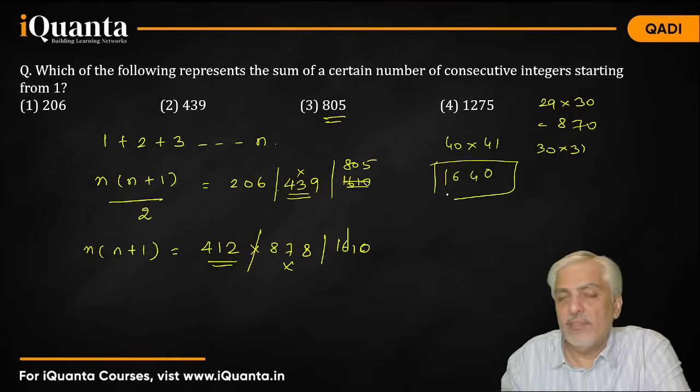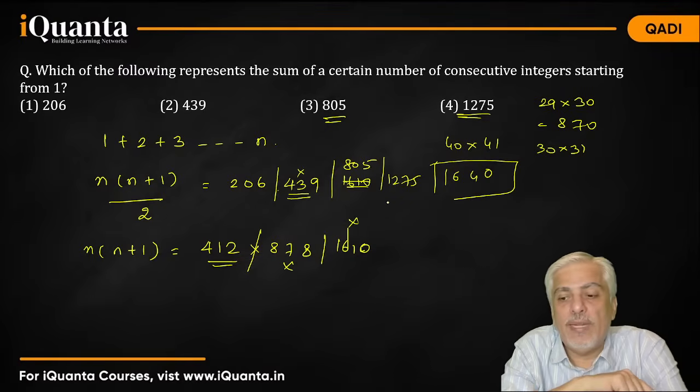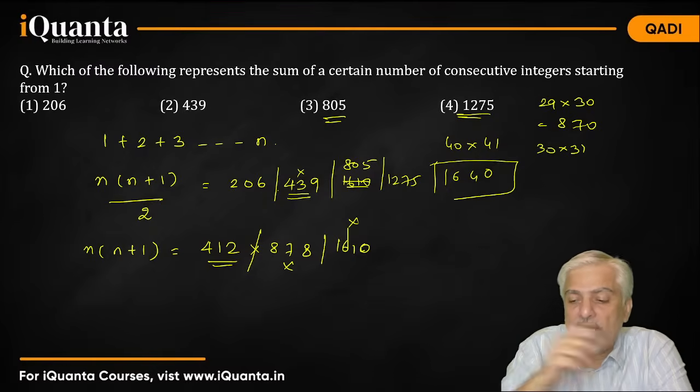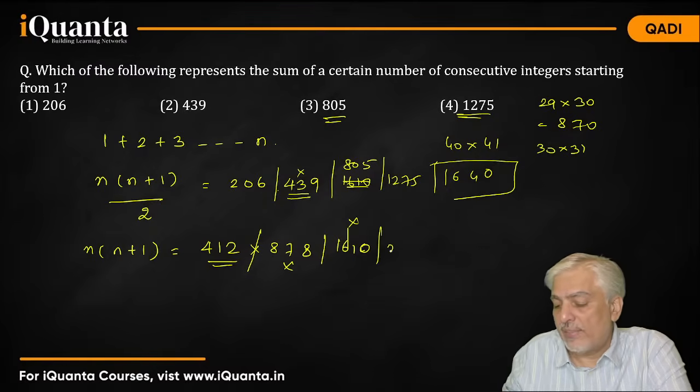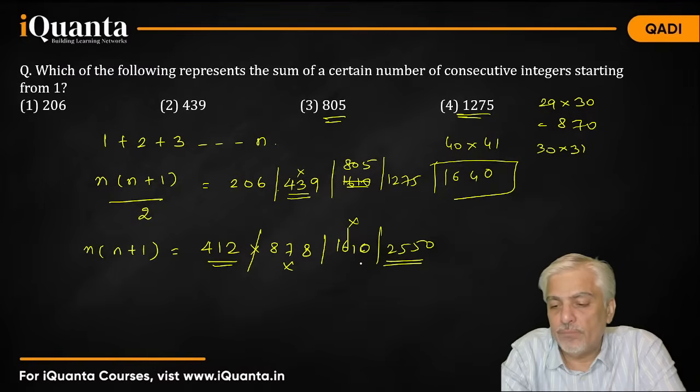1640 already, so this is also out. 1275 ka double will be 2550. Yeah, I know only 4 is possible. I'm just explaining why others are not possible. 2550, right?